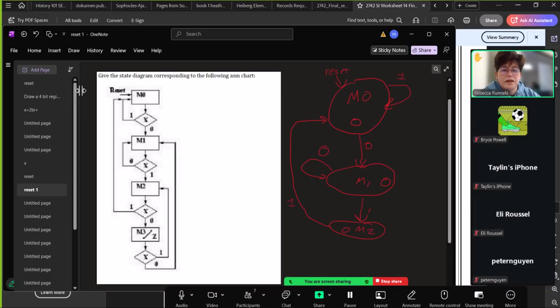I would do it. On the state diagram, you should put all the zeros. Yeah, and if it was Mealy, you would also put all the zeros. It's only in the ASM chart you don't put the zeros.